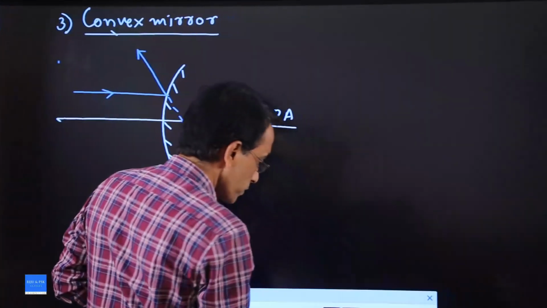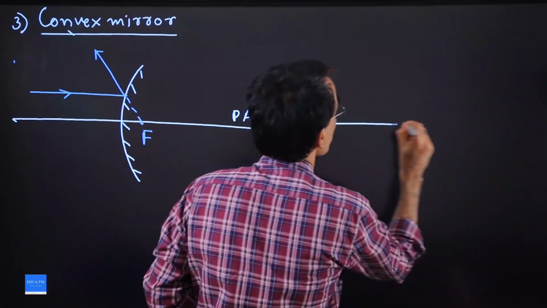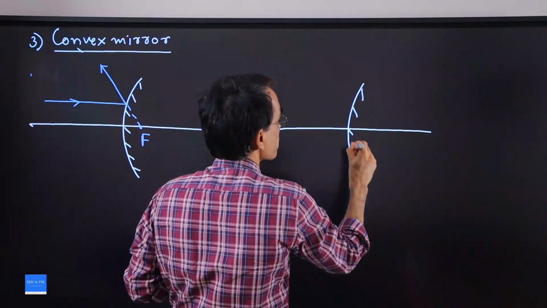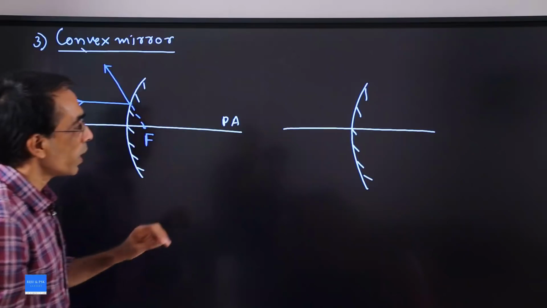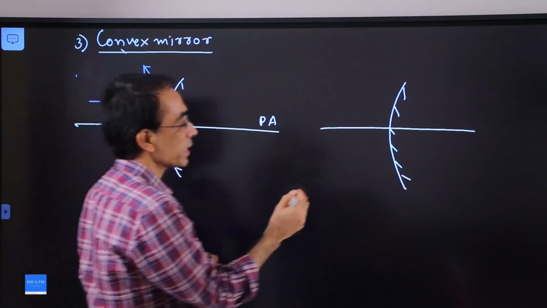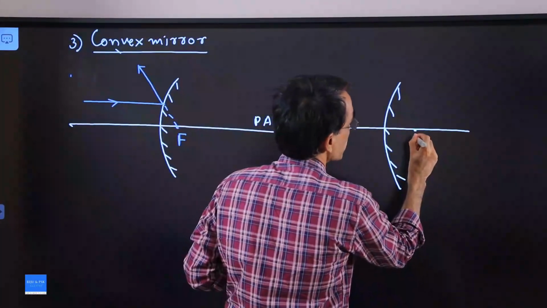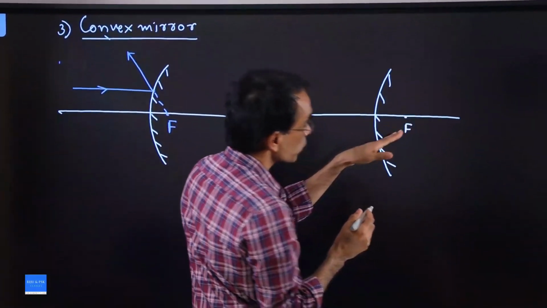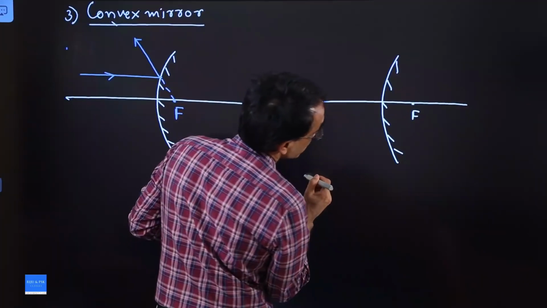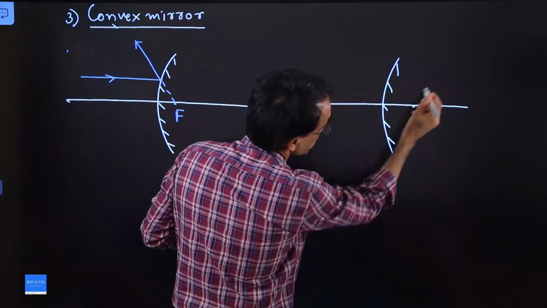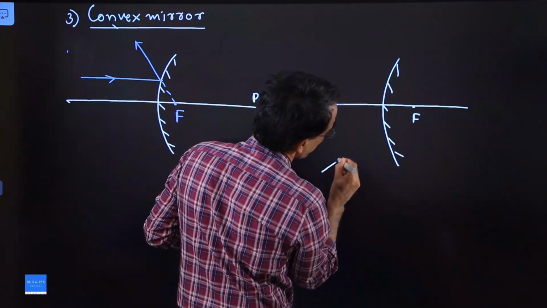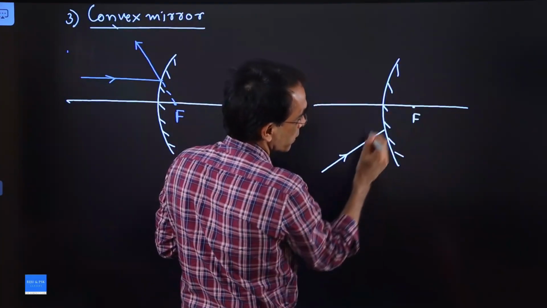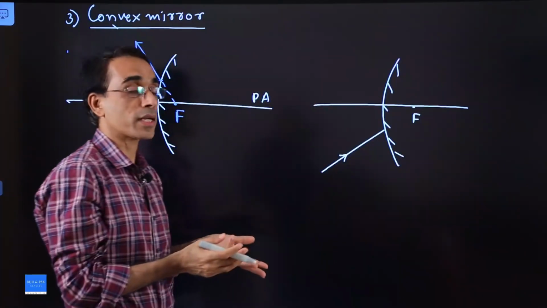Second one, in the second one, this is the convex mirror. What will happen if a light ray, say the principal focus is here, is falling to the mirror so that its line is towards the focus? So a light ray is falling like this. If I extend it, it would go to focus. What will happen to this light ray?